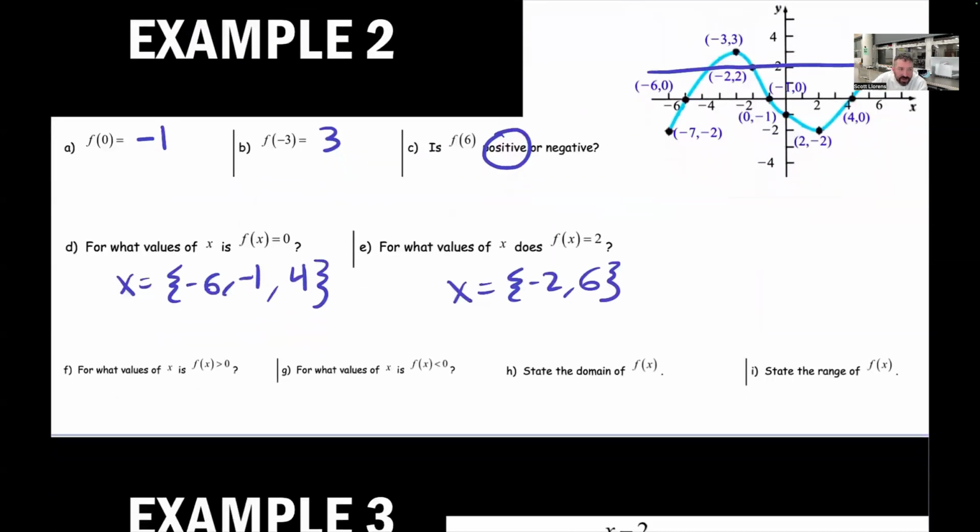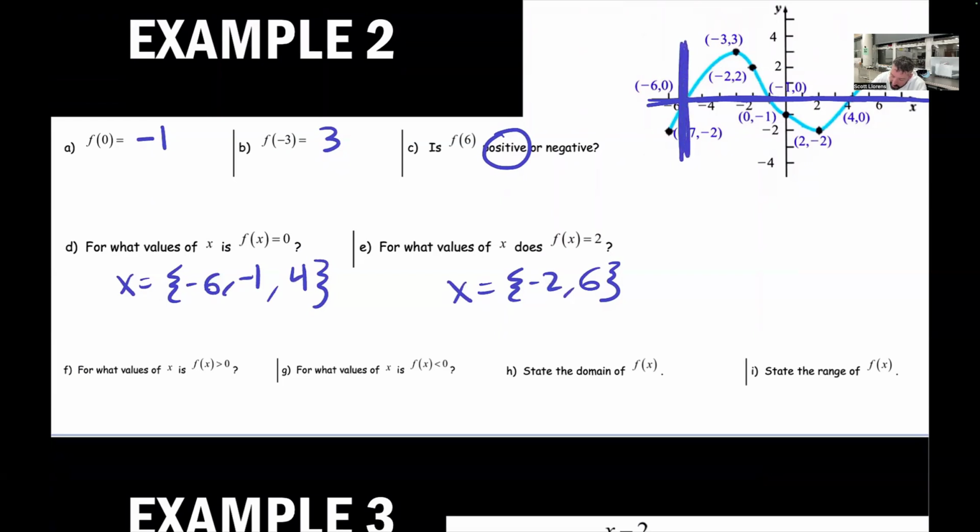Now I'm asked for what values of x is f of x greater than 0? So they're asking us when the points on this graph are above the x-axis. This is a little bit of a tricky question. We're going to need interval notation because there are a few intervals that do this.